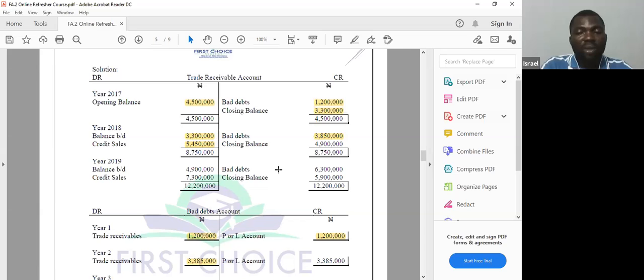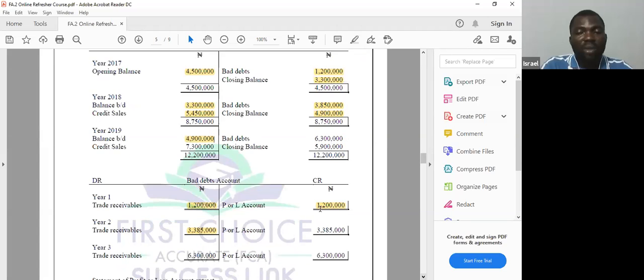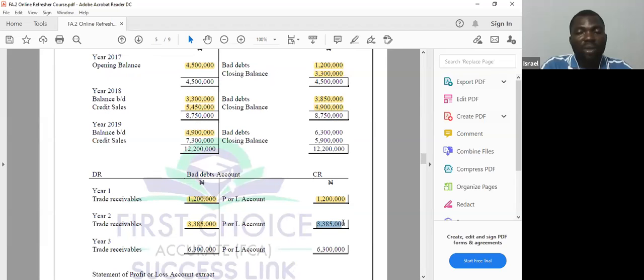Then after that, you can do the difference. So this plus this will give us 8.75, that will give us minus 3.85. That's the balance. So 4.9 is the closing balance. It will be the opening balance for the third year, which is year 2019.